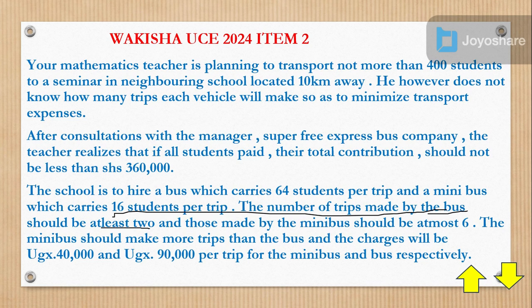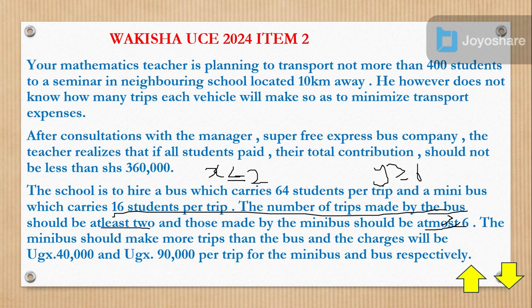So that will be, if the bus is X, at least means less than or equal to 2. That's the equation we have there. Then also we can look at this. Those made by the minibus should be at most 6, but we argue that at most means greater than or equal to, but the minibus we're using letter Y, so letter Y will be greater than or equal to 6. This is our equation number 3, and this is our equation number 4.